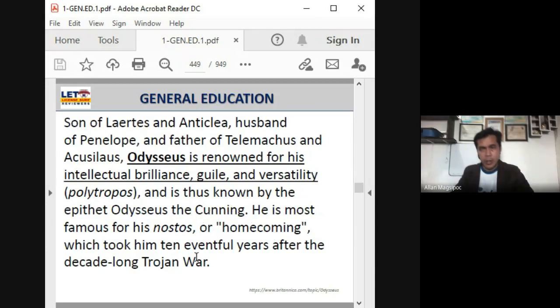He is most famous for his nostos or homecoming kasi nag-travel siya. If you're familiar with the story of Odysseus, of Ulysses, nag-travel siya in many lands. Marami siyang narating na mga lugar, including the land of the Cyclops, land of the giants. Yung mga Cyclops na isa lang ang mata. His homecoming took him 10 eventful years, meaning full of events, after the decade-long Trojan War.